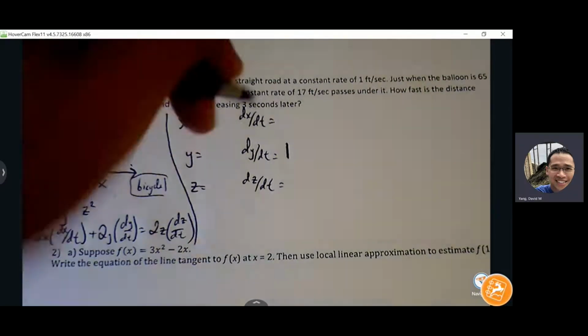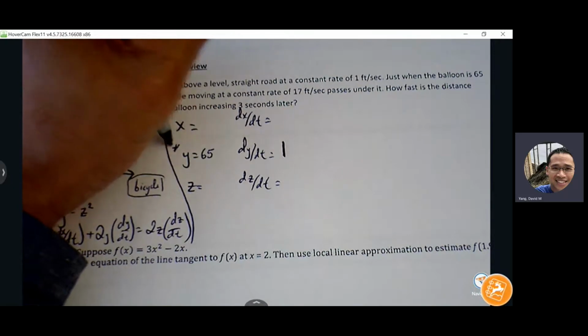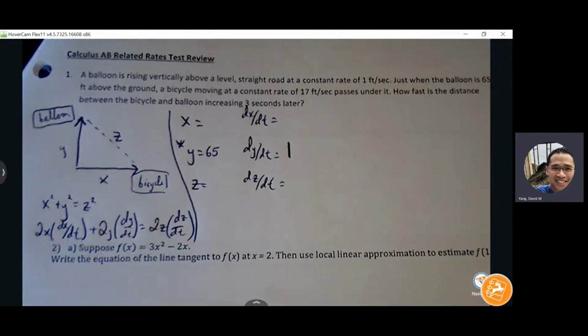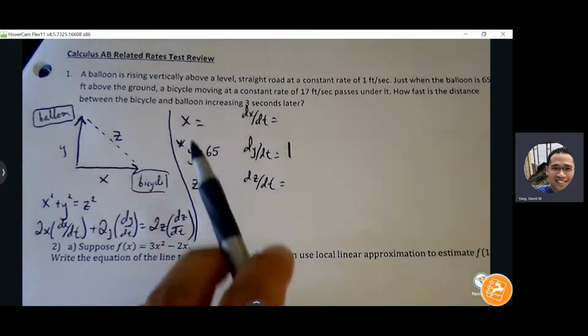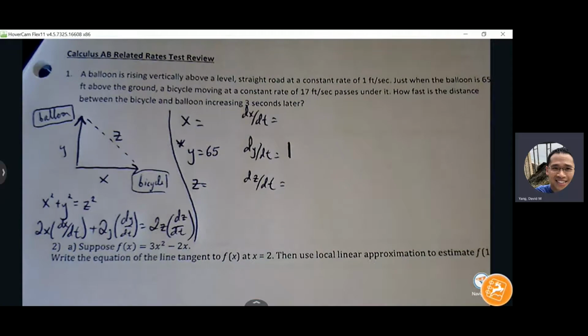Okay, I'll put that for y for now, but we gotta put a star next to it because we may have to revisit that value later. Okay. All right, the bicycle is moving at a constant rate of 17 feet per second. It passes under the balloon and then continues moving. So, what can we put that under?